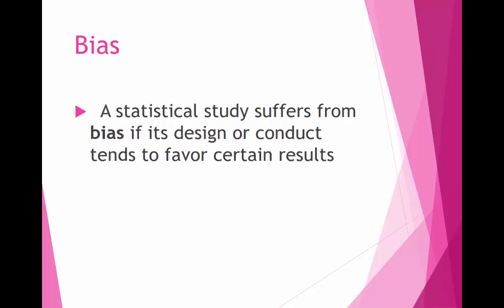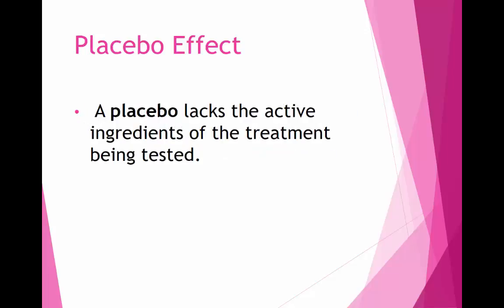Recall, the term bias refers to any problem in the design or conduct of a statistical study that tends to favor certain results. Bias can occur if the sample is poorly chosen, or if the researcher is biased because he or she has a personal stake in the outcome of the study. For experiments involving people, using a treatment group and a control group might not be enough to get reliable results. The problem is that people can be affected by their beliefs as well as by treatments.